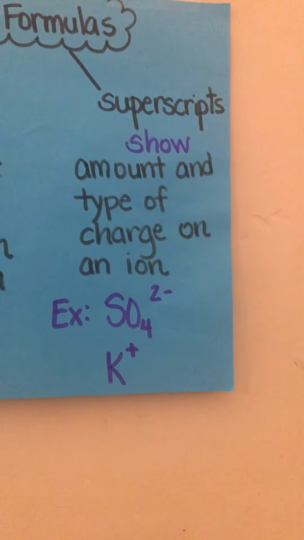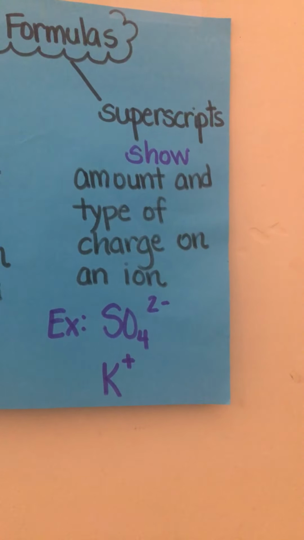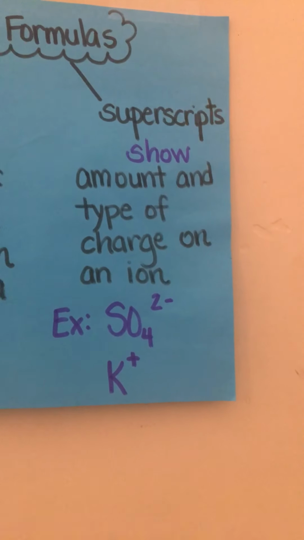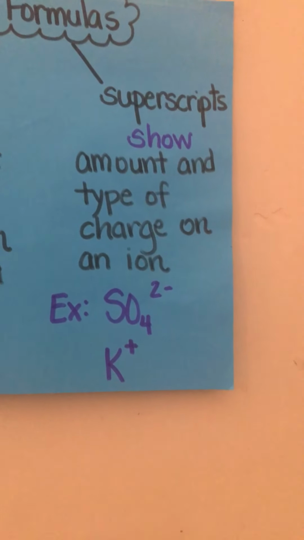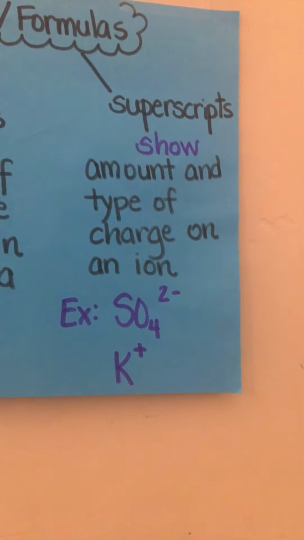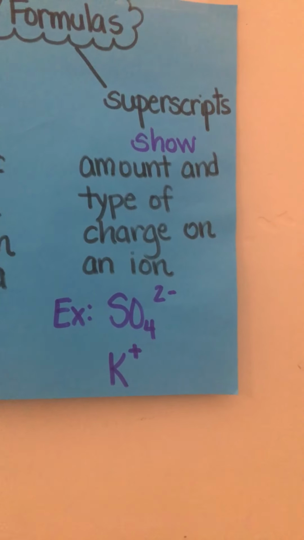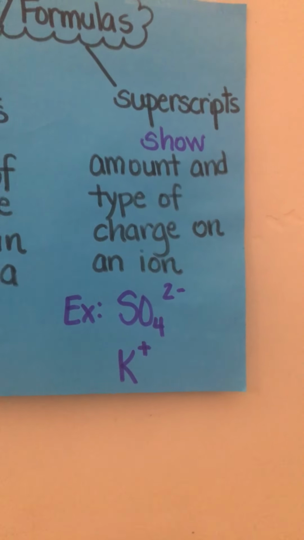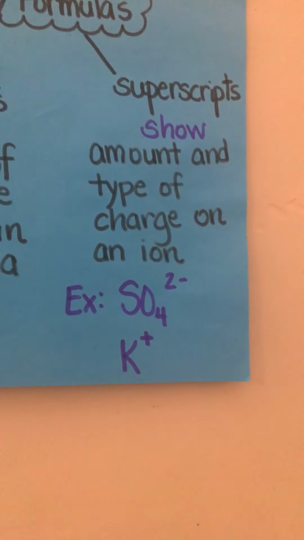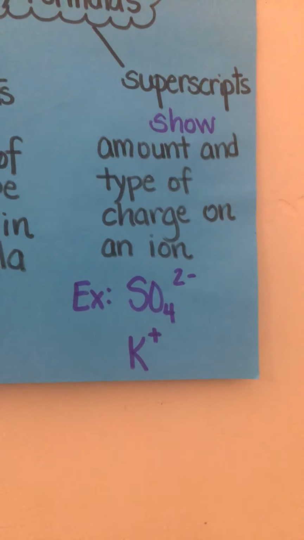Superscripts show the amount and type of charge on an ion. For example, sulfate, SO4, is a polyatomic ion, and the whole ion has a charge of -2, or 2 negative, however you want to place it. And then there's a potassium ion with a charge of +1.